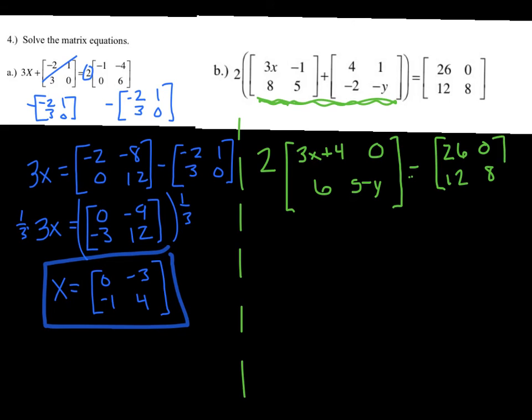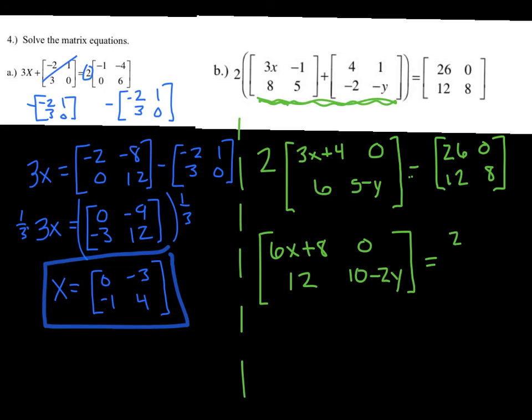So now that I have one matrix on the left-hand side, now I'm going to distribute the 2 inside. So this will now become 6x plus 8. Every single value gets that 2 multiplied by it. 0 times 2 is still 0. 6 times 2 is 12. And 2 times 5 minus y becomes 10 minus 2y. Still 26, 0, 12, and 8 on the right.